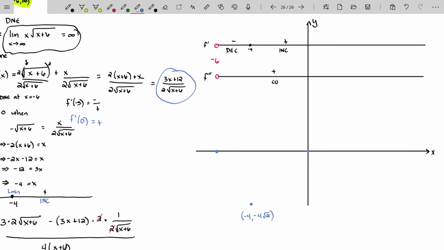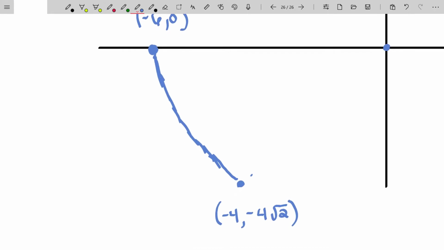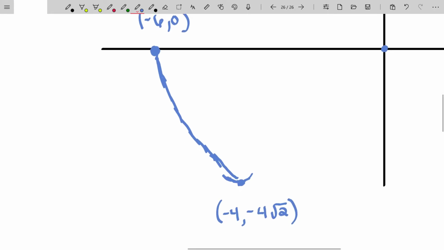Now I'm going to look up above. The function where it starts, which is at negative 6, comma 0, good thing I erased that, it's going to decrease but be concave up. So this is concave up but decreasing. And then it's going to continue to be concave up but start to increase at x equals negative 4.